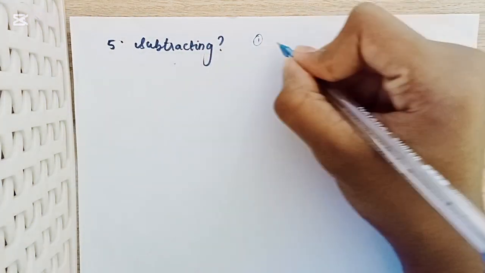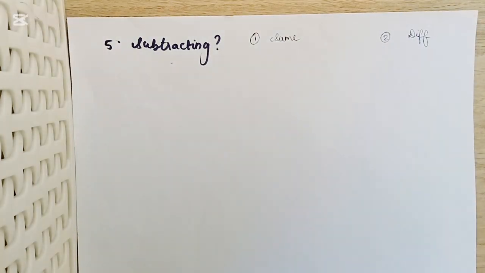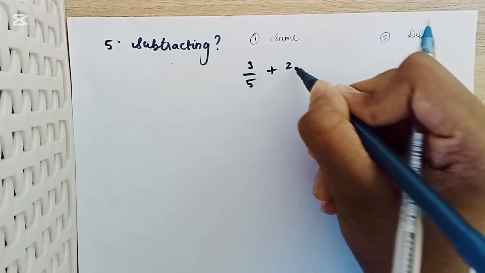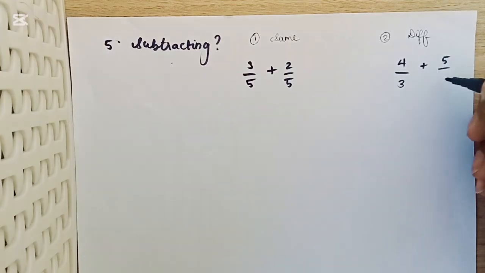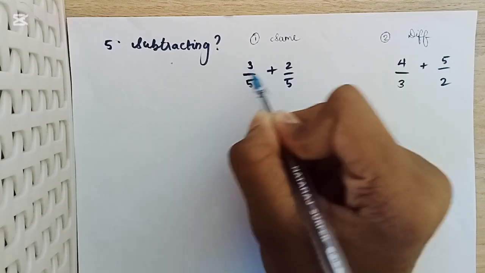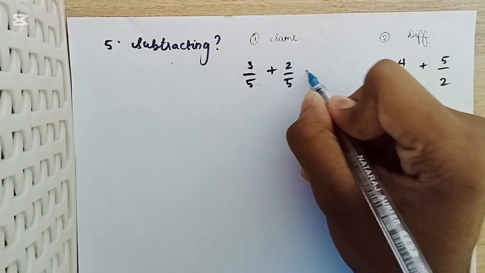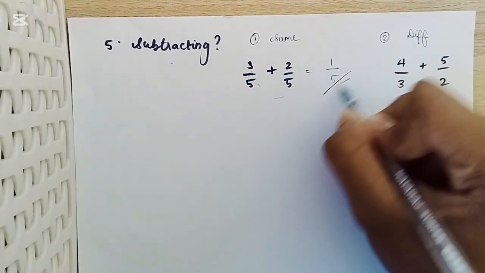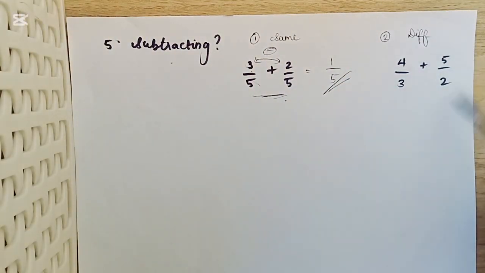How do you do subtraction of fractions? Again, there are two cases. The same denominator and different denominator. So it's the same exact thing as for addition. For example, 3 by 5 minus 2 by 5. And we have 4 by 3 minus 5 by 2. Alright. So how do you do this? Just like addition, how we added both numerators and kept the denominator the same, we will subtract the numerators and keep the denominators the same. So that will be 1 by 5.